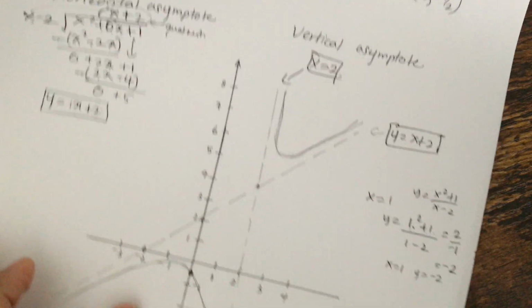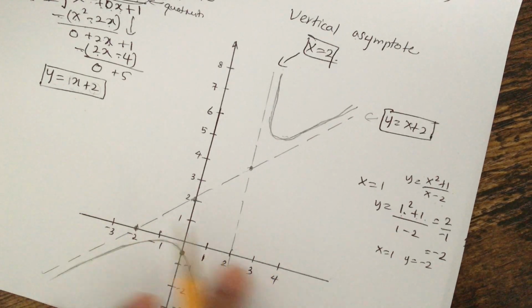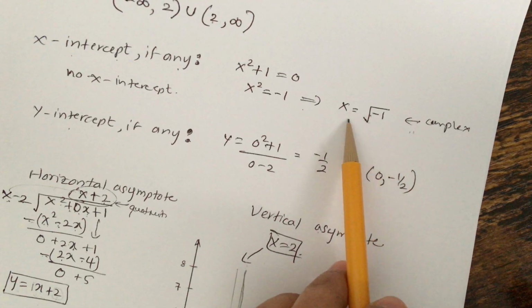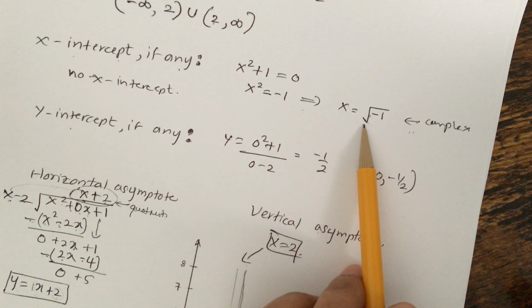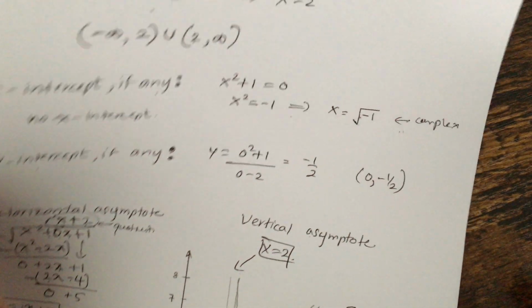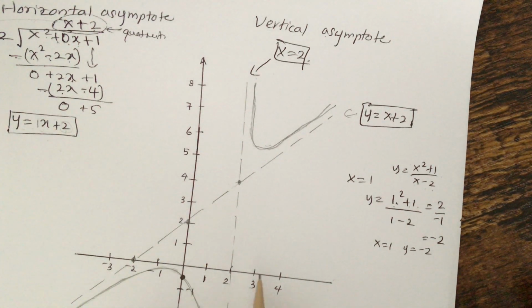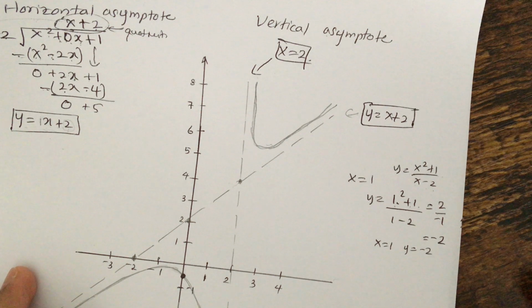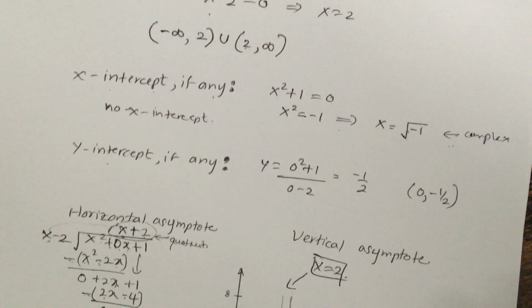Okay. As you can see, there is no x-intercept here, right? So we couldn't find the solution for the x-intercept here, right? The equation we couldn't solve because it has complex solutions. So this is the graph of this rational function.